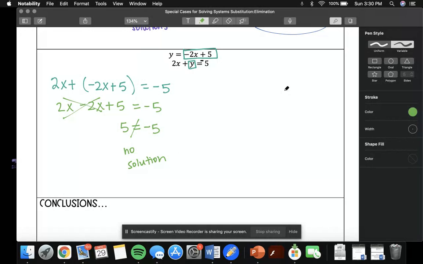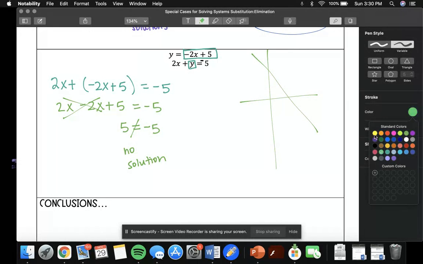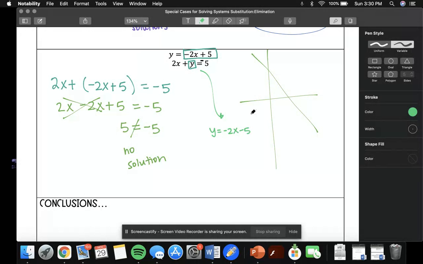Again, what this means is if I were to graph negative 2x plus 5, it would be something like that. Then if I were to solve this bottom one, I would move the 2x over, and I would have negative 2x minus 5. So we notice that they have the same slope, but they're starting at different points, so they would be parallel lines, which means they would never intersect.